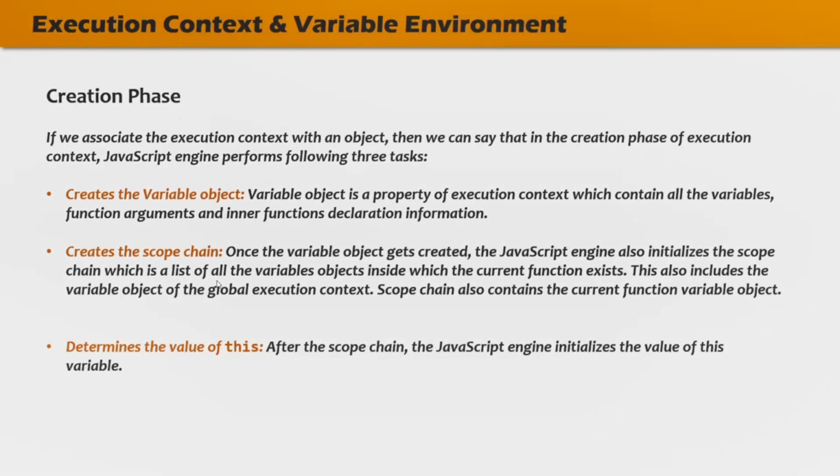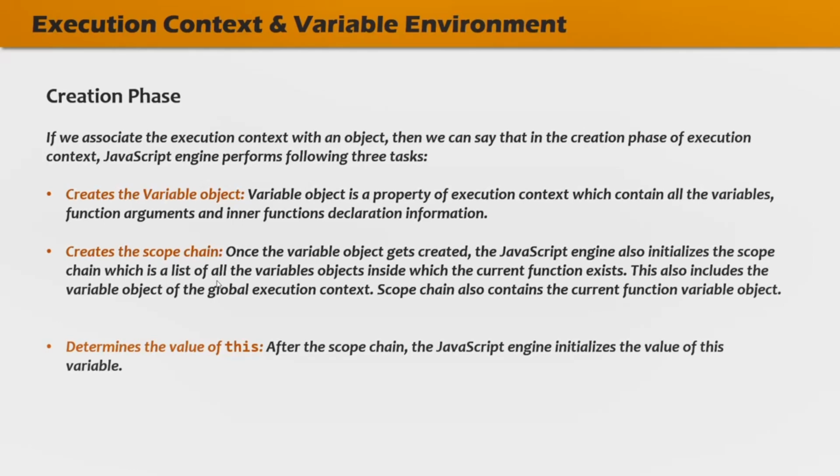In the last lecture, we learned that the execution context stores all the necessary information which is required in order to execute the function. For example, it stores all the variable declarations, the parameters which we are passing to that function, and the inner functions, etc. So all this information is stored inside the variable object of the execution context. The variable object is basically a property of the execution context which contains all the variables, function arguments, and the inner function declaration information.